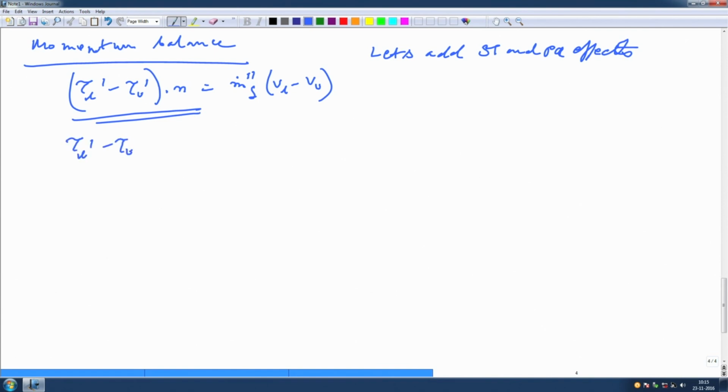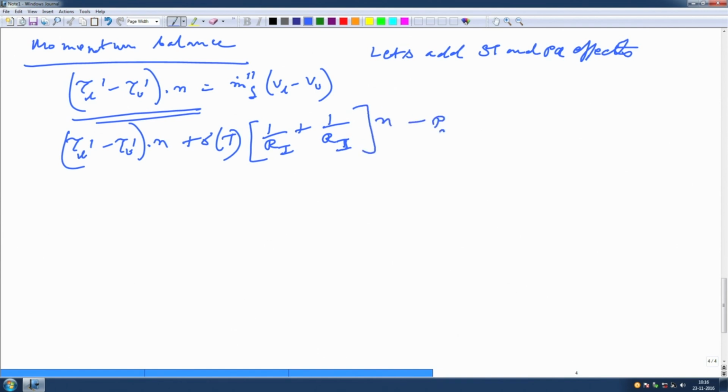(tau L minus tau V) prime dot n plus sigma (1 by R1 plus 1 by R2) minus PD into n, PD being the disjoining pressure. I will go across each and every term here, d sigma by dT. This is where the Marangoni stress term comes into the picture, and then VL minus VB. Now, let us look term by term.